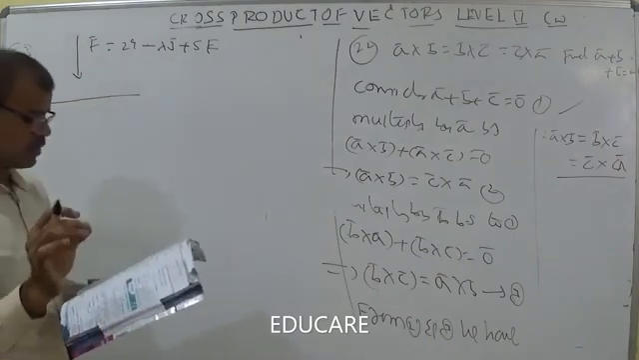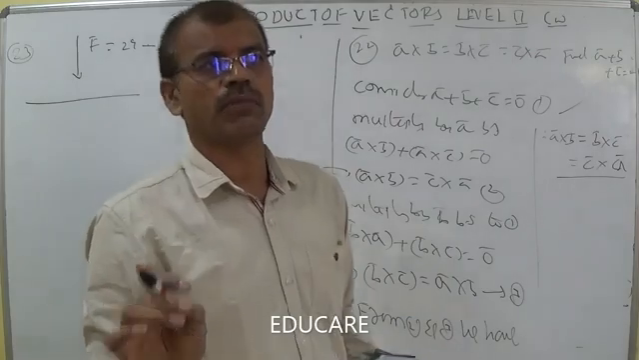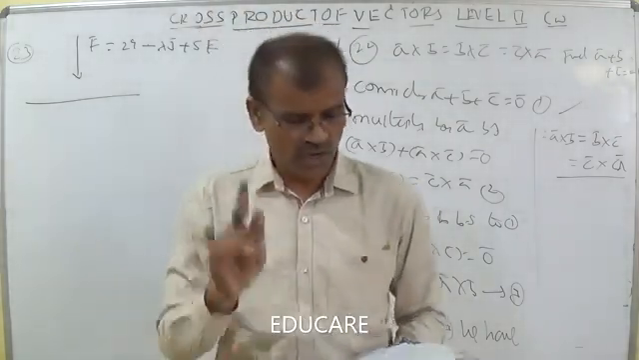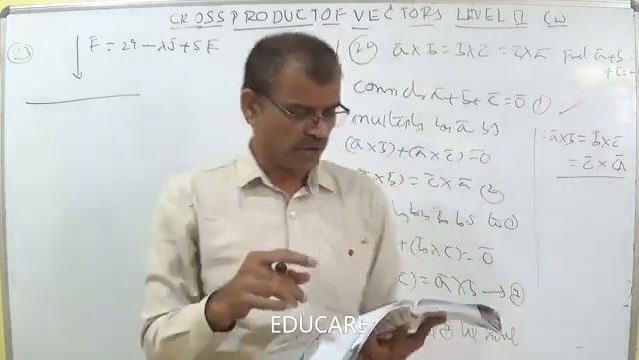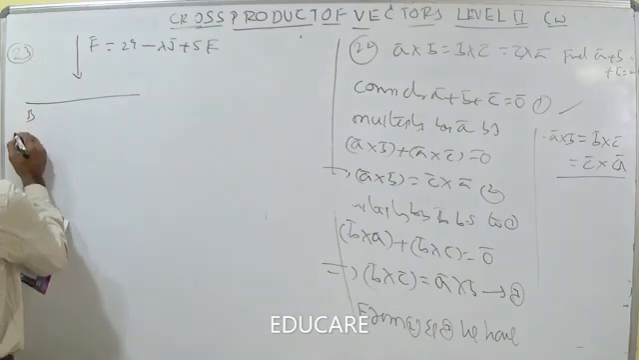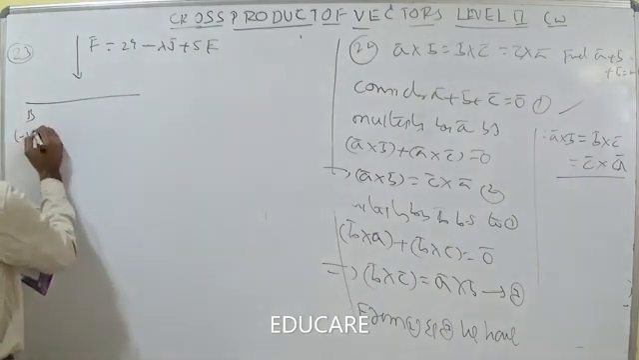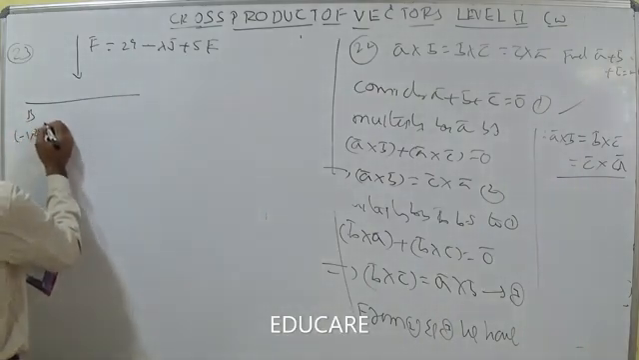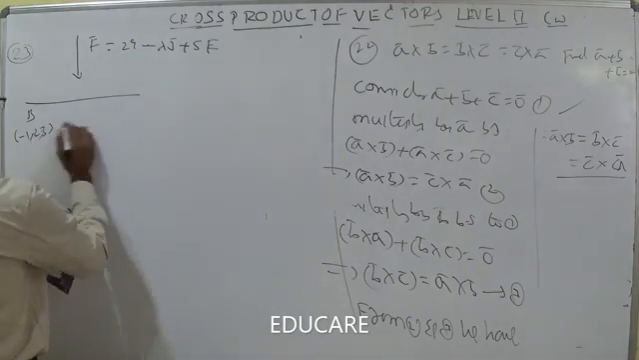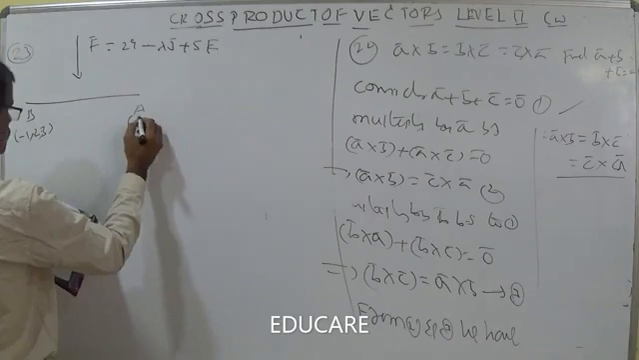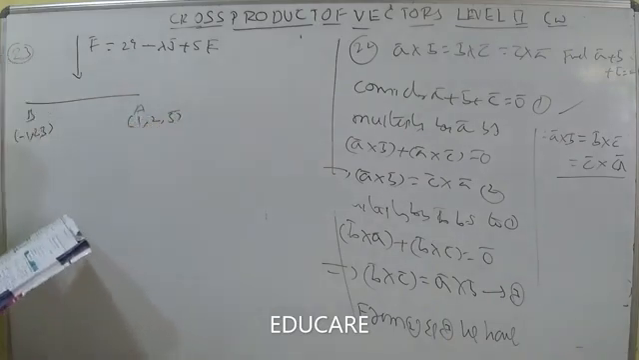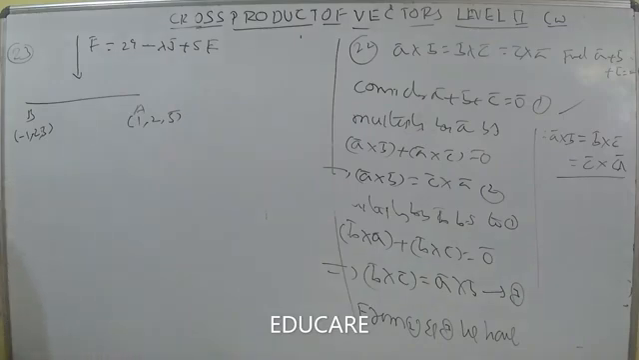Its moment about the point. Whenever it says about the point, we should understand that the about-point is the first point and the through-point is the second point. About the point B (minus 1, minus 2, 3), and here A is the through point (1, 2, 5). Now we should calculate the moment.